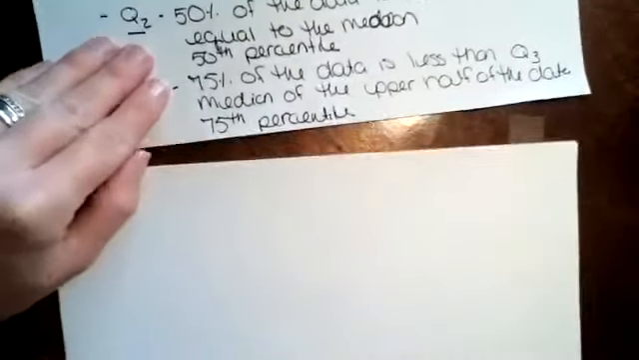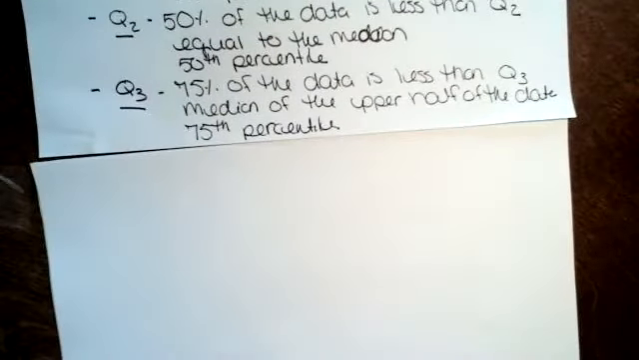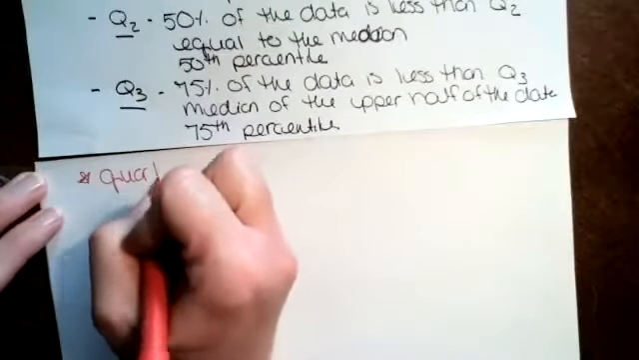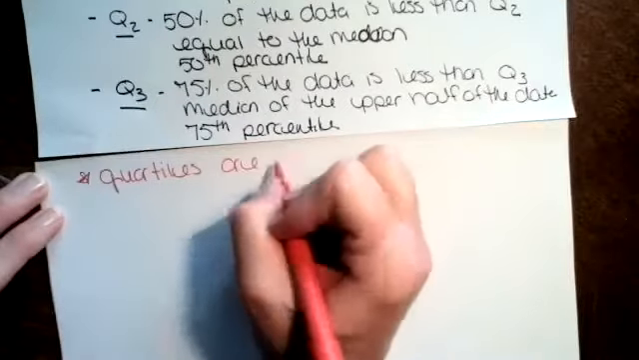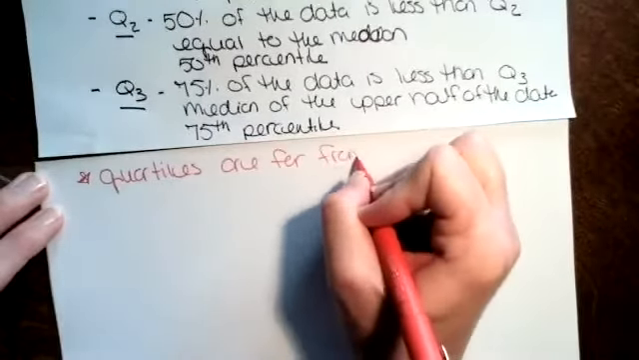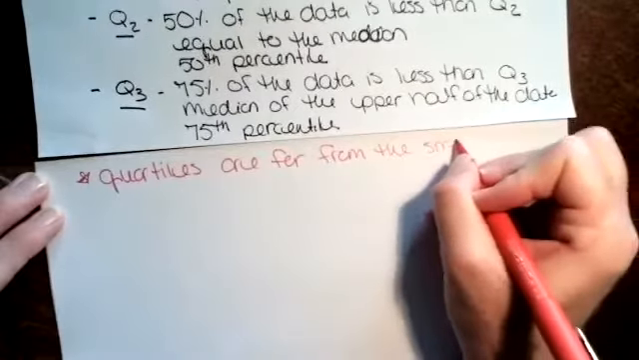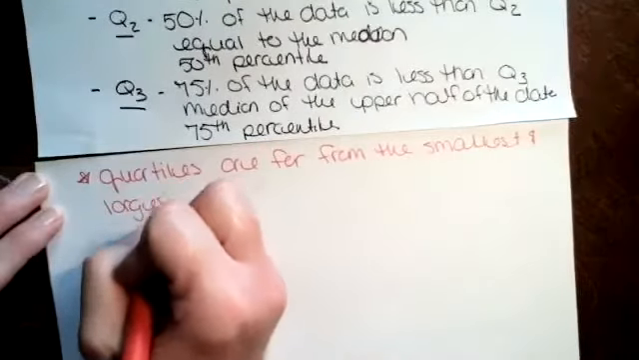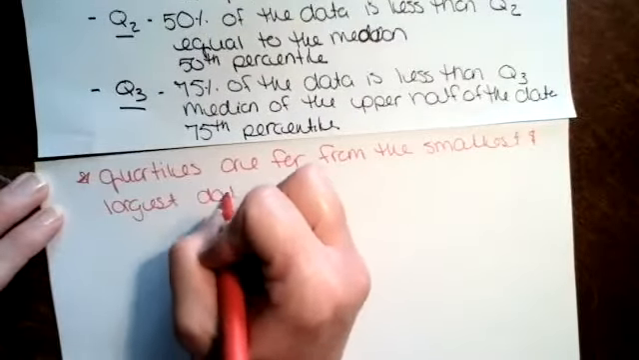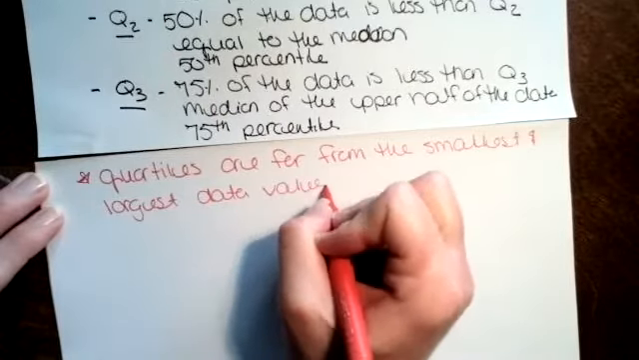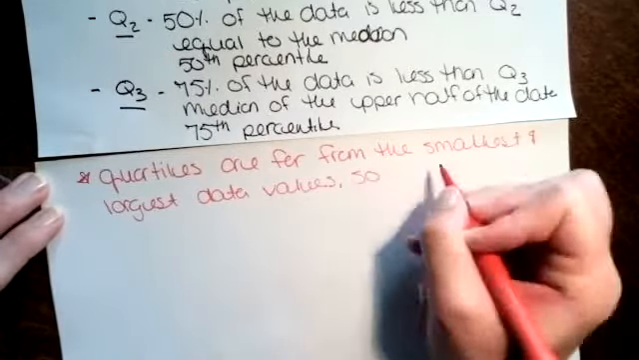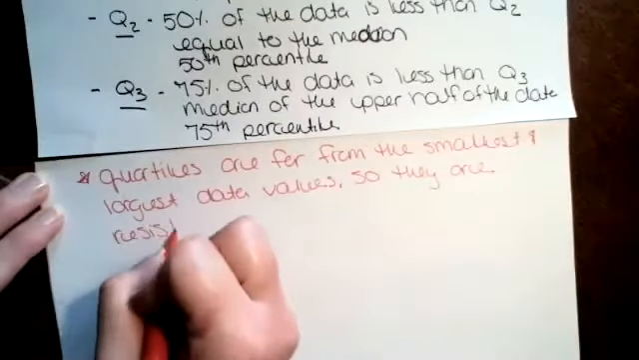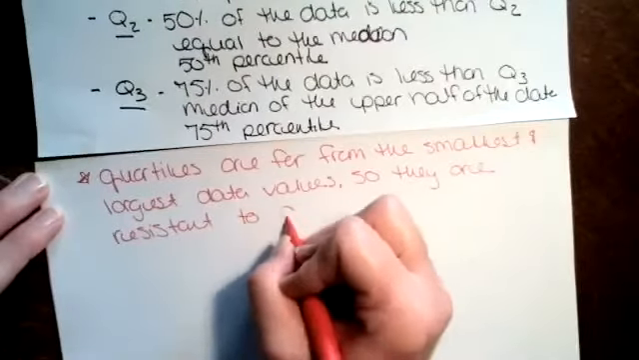So quartiles, I'm going to write this down. Quartiles are far from the smallest and far from the largest data values. So they are resistant to outliers.